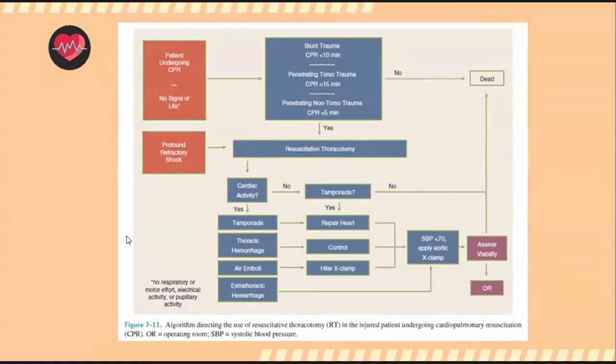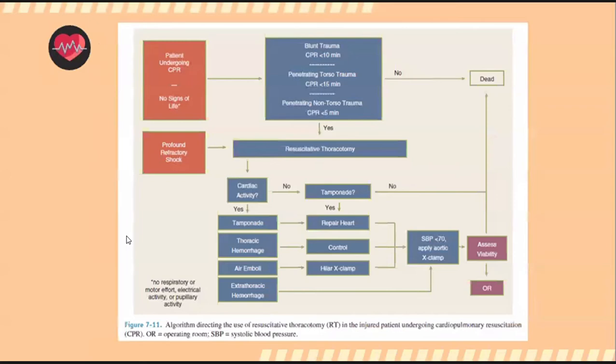So we may do an anterolateral thoracotomy incision. We can do manual compression of the heart. At the same time, we may locate the possible cause of the injury. If there is cardiac activity and the cause is tamponade, we may repair the heart and evacuate the tamponade. And if the cause is thoracic hemorrhage, the thorax is already open. It is diagnostic, therapeutic, and resuscitative at the same time. So we can do manual compression.